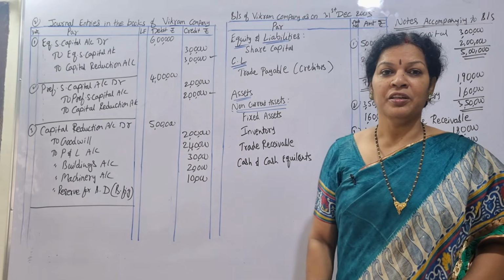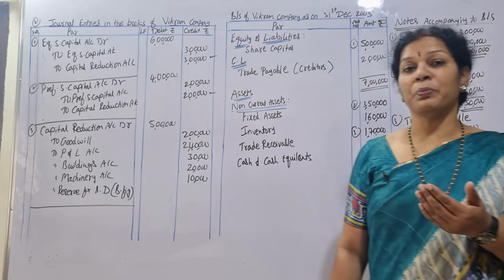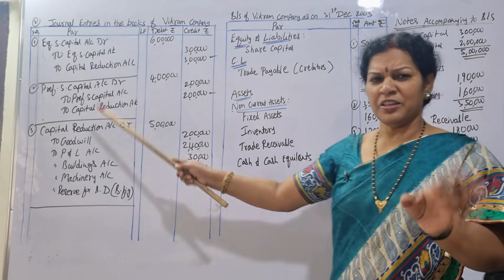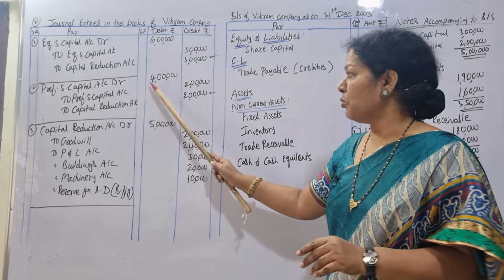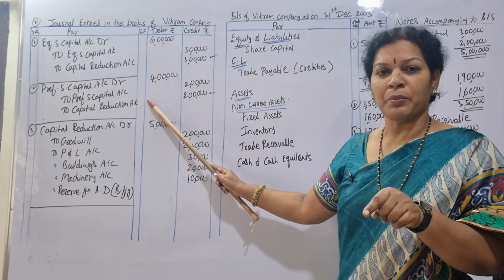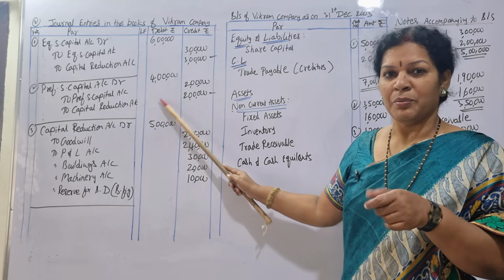In the same fashion, equity share capital also. Equity share capital also they want to reduce to 50 rupees each, means they wanted to make it half. The entry is the same, equity share capital to capital reduction. So total equity share capital as per the books is 4 lakh. They want to reduce it to 50 rupees each, means half.